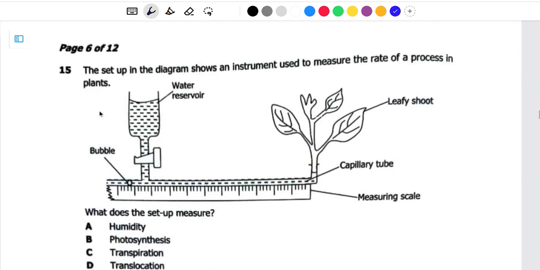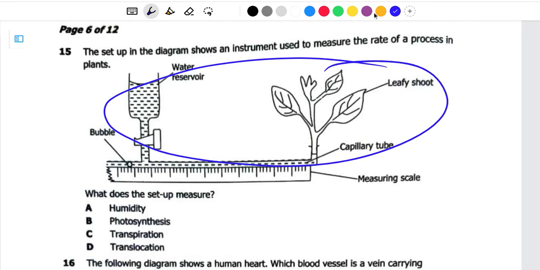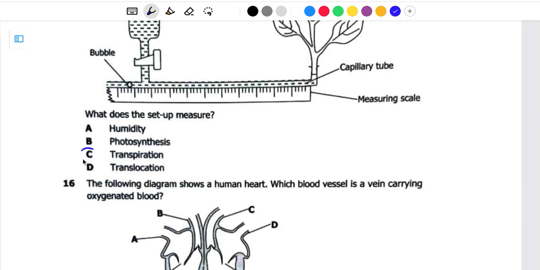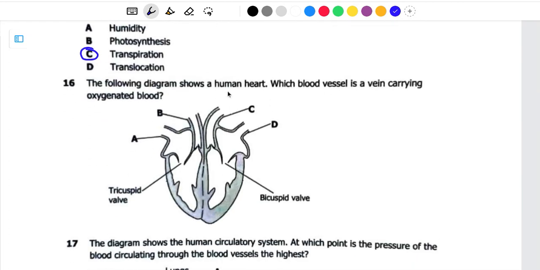Then question 15 is saying the setup in the diagram shows an instrument used to measure the rate of a process in plants. Whenever you see this setup, just think of transpiration. The question is asking what the setup measures. It measures transpiration. Then question 16 is saying the following diagram shows a human heart.